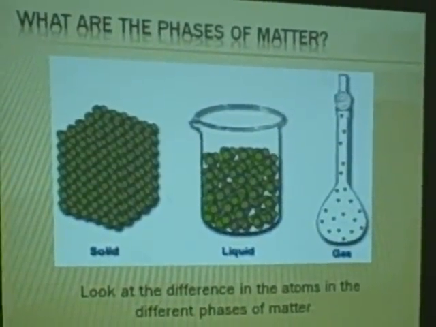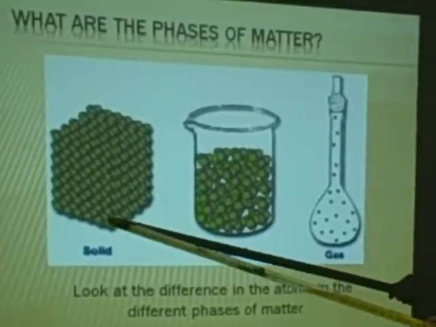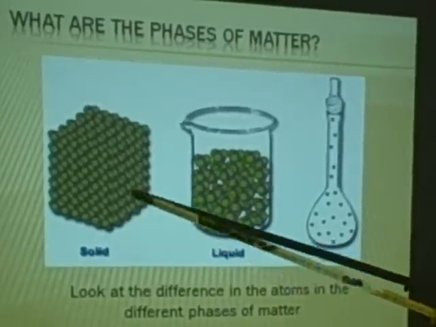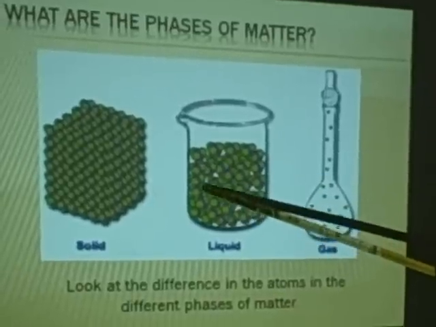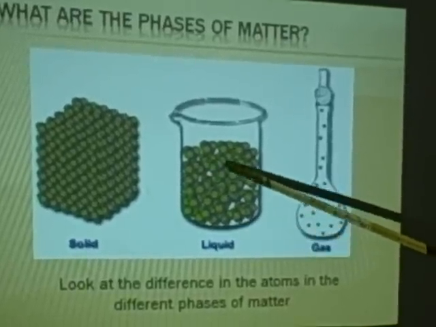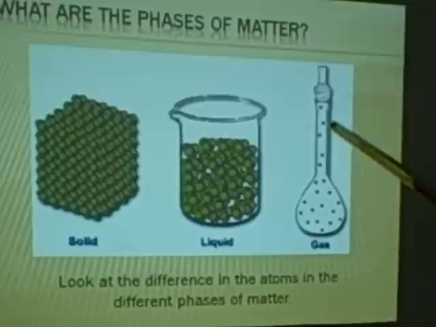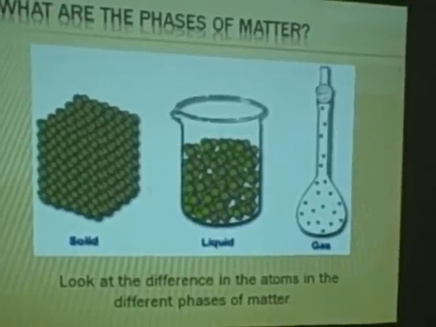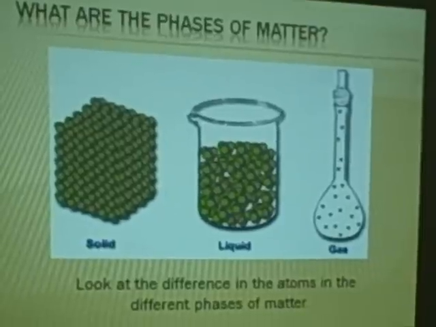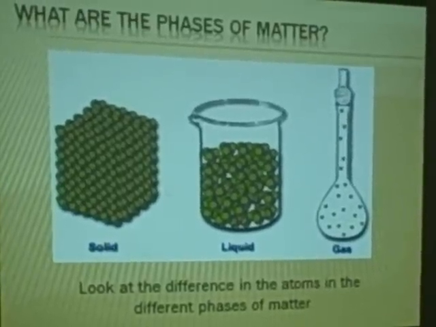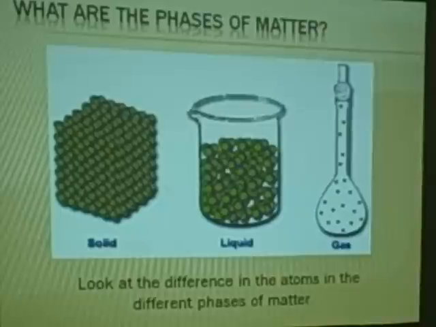Here you can compare solids with the compact molecules, liquids, which can move around a little bit better, and gases, they're all over the place. This is the difference in the atoms in the different phases of matter. Remember, we're using atoms and the word molecule kind of interchangeably.